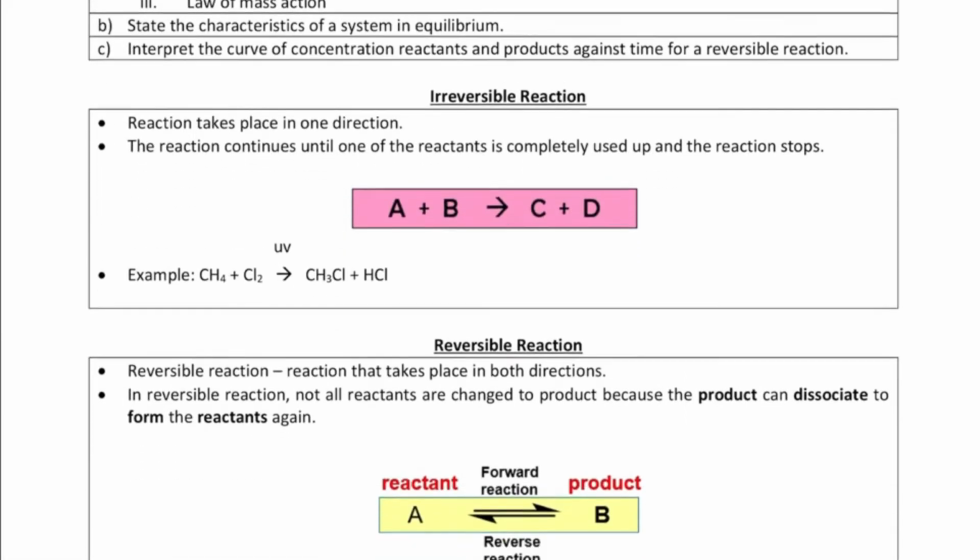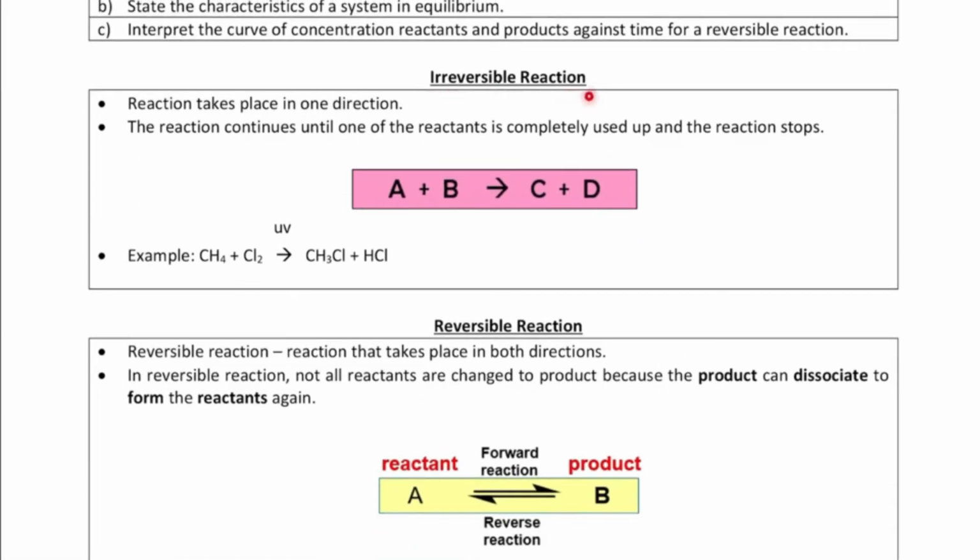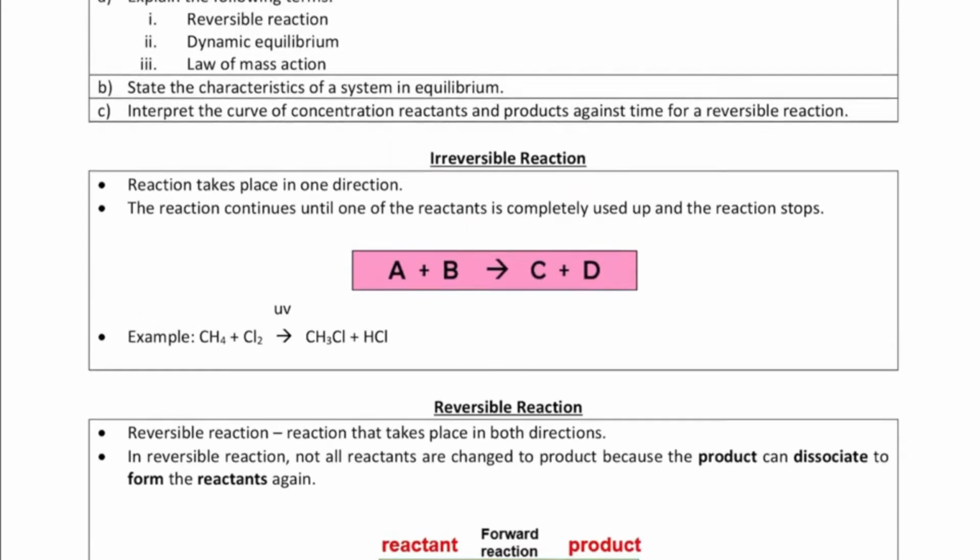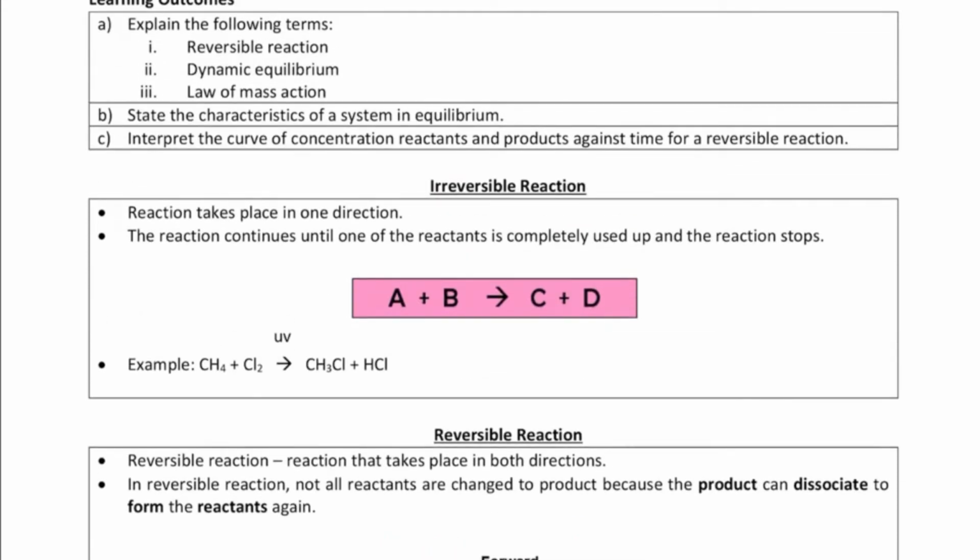Okay, so the first one is irreversible reaction. Okay, so kalau dalam learning outcome kita tak ada pun lah, you should understand irreversible. But the point kenapa saya nak tunjuk ini juga, sebab ini relate balik kepada apa yang kita selalu belajar before this lah. Okay, so irreversible reaction adalah reaction that take place in one direction, and the reaction continues until one of the reactant is completely used up and the reaction stop.